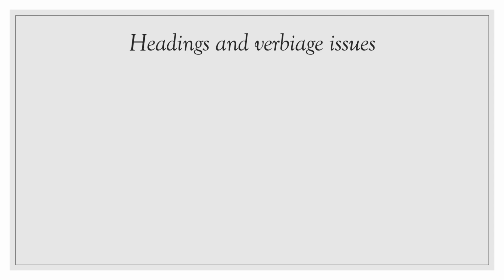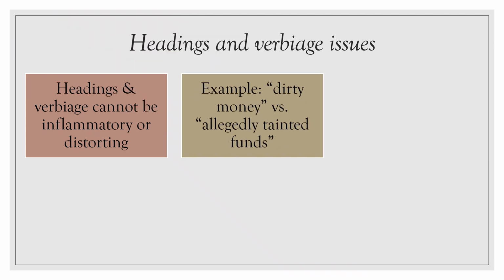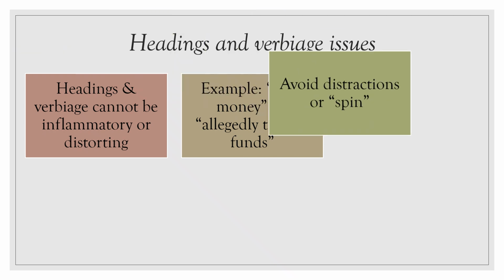So headings can be really important, but they can also get us into trouble. We don't want them to be inflammatory or distortive, right? We don't want them to be prejudiced. So, for example, if you say, "Well, this column is dirty money," well, that's kind of jumping to a conclusion, right? That might be an opinion, where we could use allegedly tainted funds as a different header. That's a little bit more neutral, conveys that there's not finality to the issue.